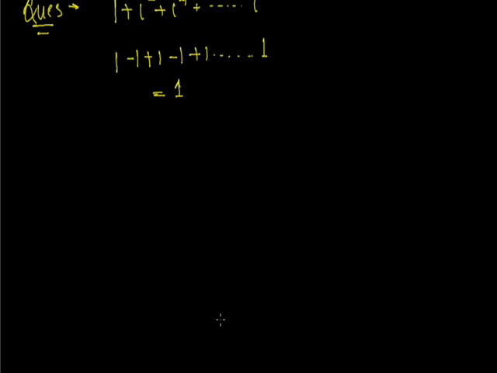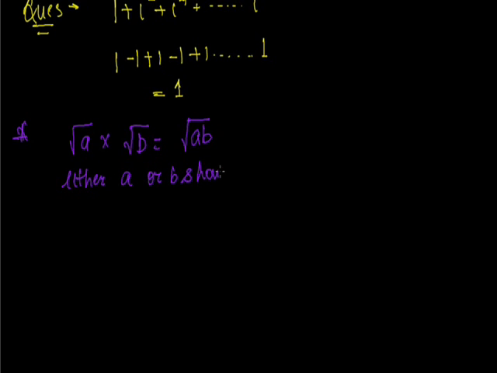Now the next property. As we saw in earlier classes, according to the surd rule, root a into root b is equal to root ab. The condition is that either a or b should be positive or 0. Only this condition is possible.